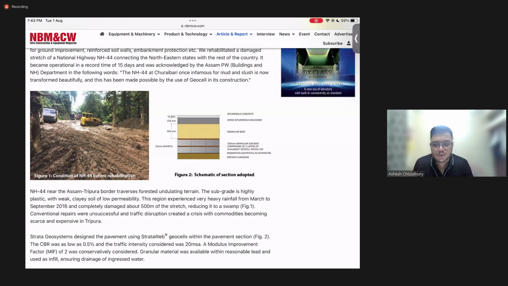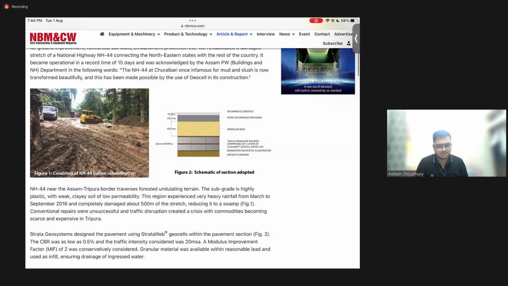Every time after the monsoon season, the road condition used to be something like this, as shown here. So after that, what was done was that geocell was used. The engineers decided on this; the schematic of the section is shown here in figure 2. We can see that there is a subgrade, then a geotextile placed as a separator, and above that two layers of geocells were placed.